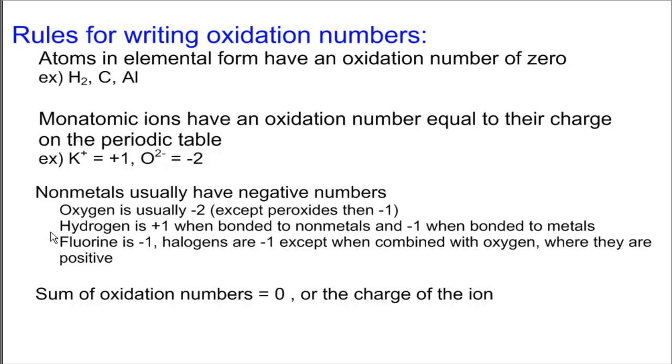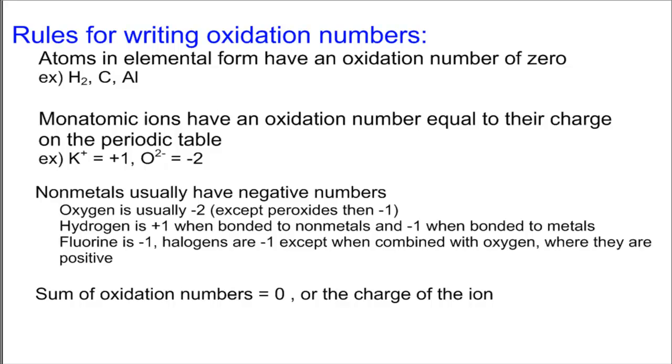Hydrogen is normally +1 if it's bonded to a nonmetal, and -1 when it's bonded to a metal. Fluorine is almost always -1. Halogens in general are -1 unless they're combined with oxygen, and this is where they're positive. Now when you add up the sum of all the charges, you should get 0. Remember, we have neutral compounds. So the big thing to remember here is that you're going to know the charges from the periodic table of all but the element in question.